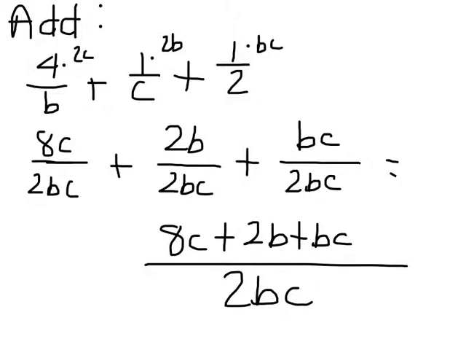If the common denominator is 2bc, what am I missing here? I'm missing the 2 and the c. So I'll multiply that by 4, and I'll get 8c. If I've got the c, what am I missing? The 2 and the b. So 2b over 2bc. If I've got the 2, I'm missing the b and the c. So bc over 2bc. Then none of these are like terms. They can't be added together. So we simply put 8c plus 2b plus bc all over our common denominator, 2bc.